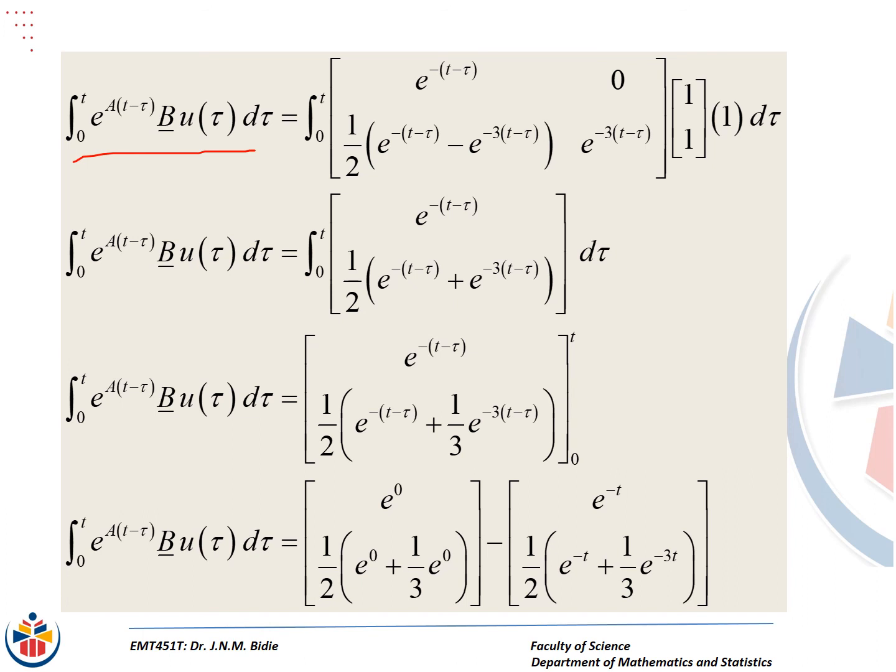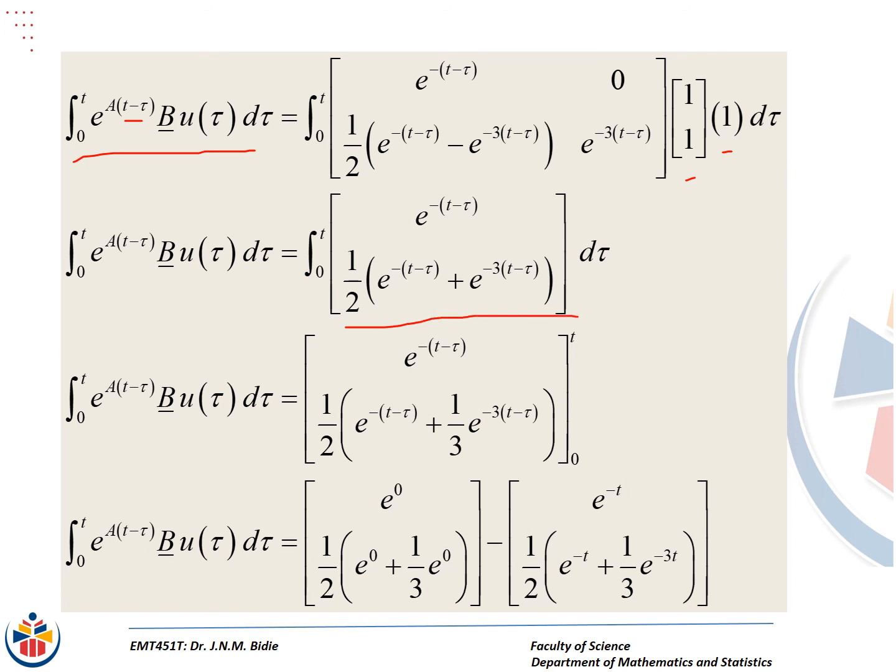What I did was just to substitute. Remember, the power of e, now in place of t we've got t minus tau. E to the power At is what we had, but wherever there is t we substitute t minus tau. So I put that in brackets. B was given to be 1, 1. U was given to be the Heaviside function, which is 1 for all the values of t greater than 0. So I've got 1 there. When you multiply the vector 1, 1 and that matrix, you'll get that.